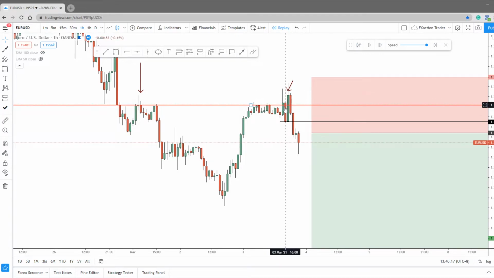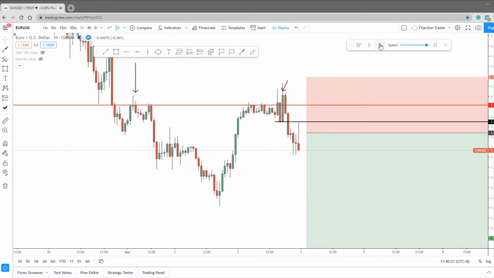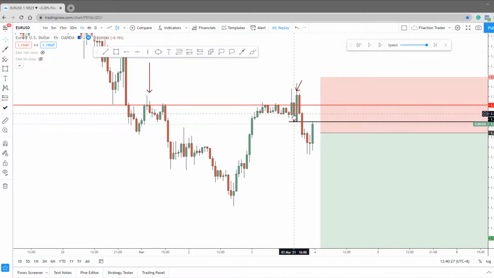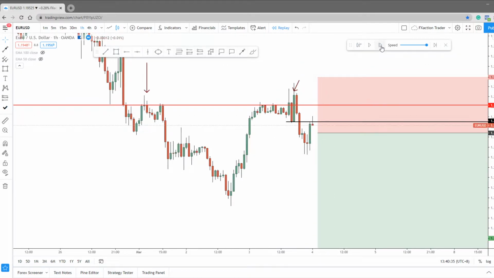So market has started to move downwards and creating a new low. But this is not enough confirmation for me to make my entry yet, as I know that market is going to do a pullback to retest this key level. So market now is doing a pullback to retest this key level.